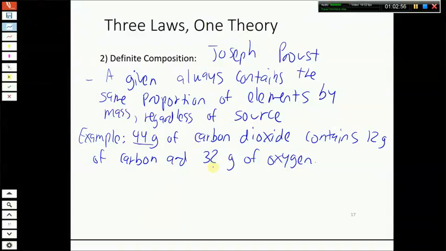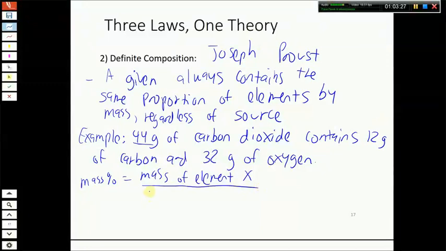Now that said, it's not very convenient to just always talk about these random amounts of substances. Why did I pick 44 instead of some other number? So really the way we define this is in terms of mass percent, which is then scalable to any amount of substance that you have. So the mass percent is just the mass of whatever element you're talking about. So mass percent is going to be defined for each element in a compound, whether it's 2 or more than 2. So it's going to be the mass of element X, whatever X is that you're interested in, divided by the total mass of compound.